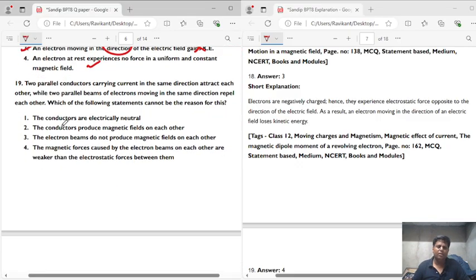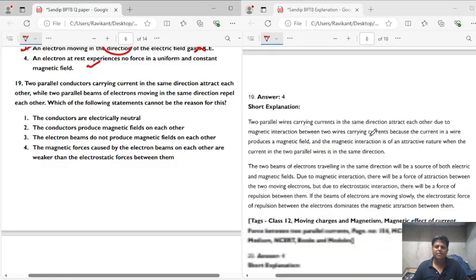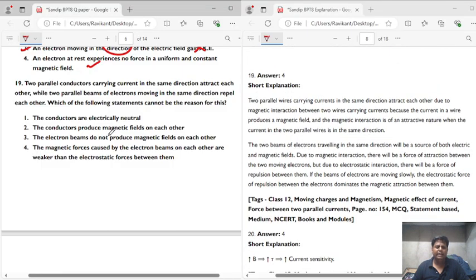Okay. Now let's get into question number 19. Question number 19 says that two parallel conductors carrying current in the same direction attract each other, while two parallel beams of electron moving in the same direction repel each other. Which of the following statements cannot be the reason for this?